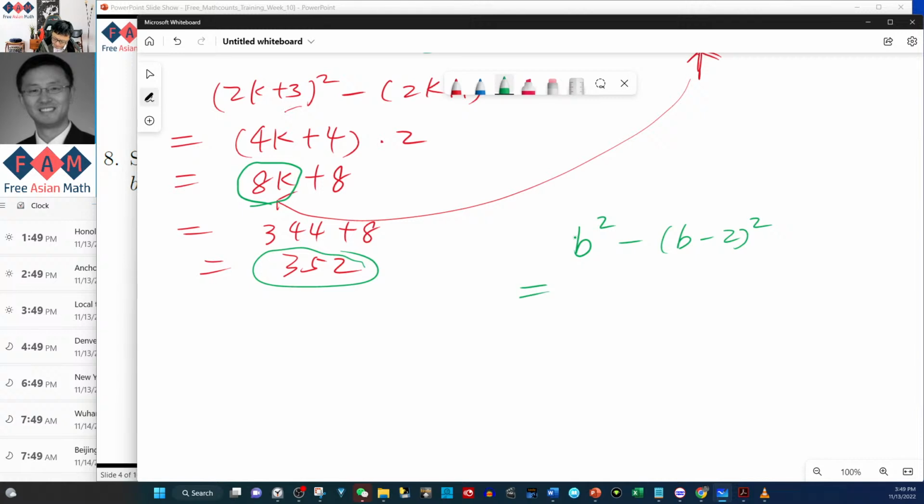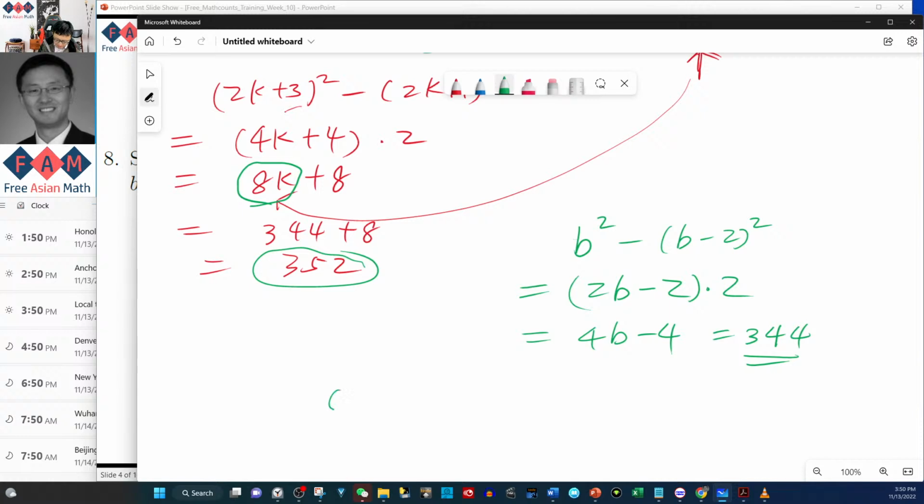And this is simply do what we just did. B plus b minus 2. That's 2b minus 2 times 2, because b minus 2 as a whole gives us 2. So this is 4b minus 4. And this is 344. Okay? Again, in this case, we may just keep it there. We don't solve b right now.